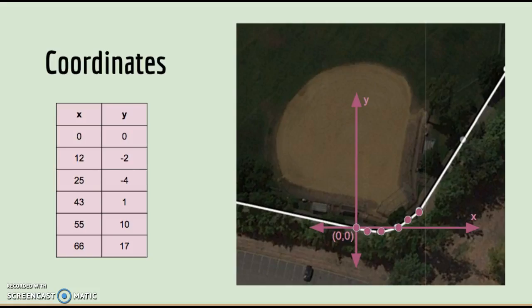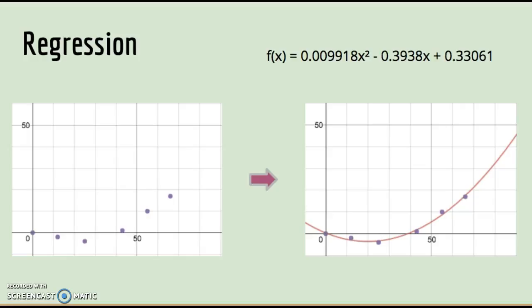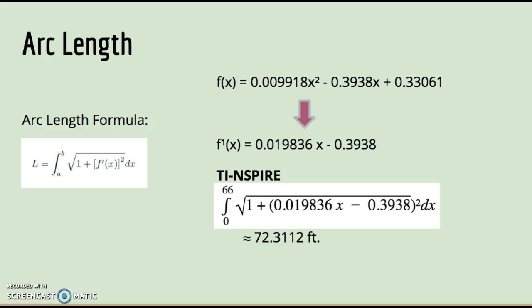Next, I basically did the same thing that I did for the first curve. I flipped the curve once again to fit it on an XY coordinate plane, and instead of 9 points, I found 6 points using the measuring tool on Google Maps. Then, I plotted these points on Desmos, found the parabola of best fit, and obtained the formula of regression for this function, which turned out to be f(x) equals 0.009918x squared minus 0.3938x plus 0.33061.